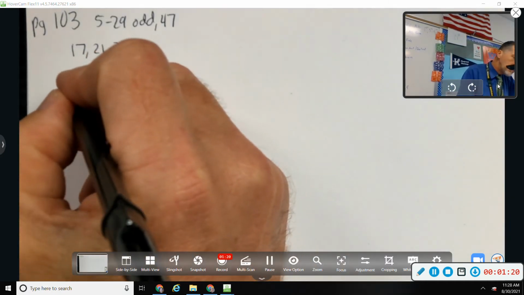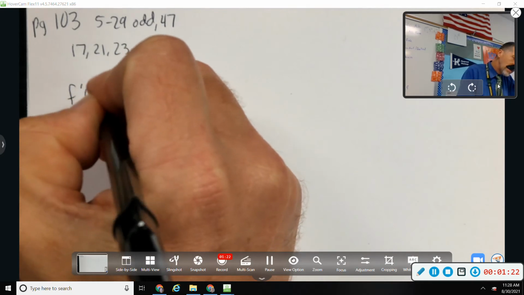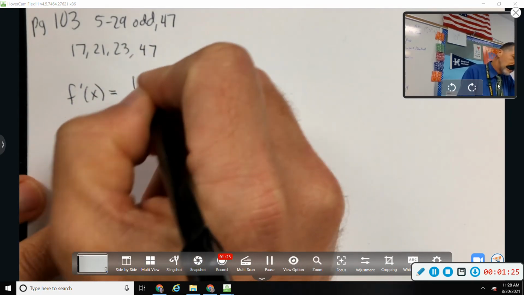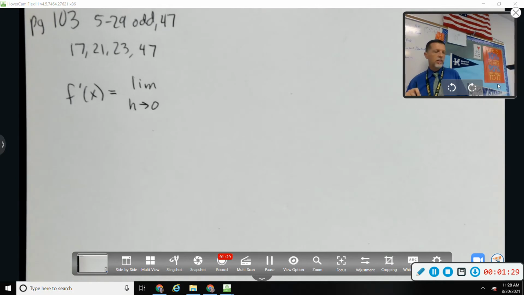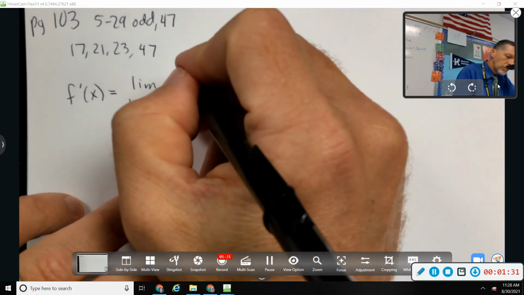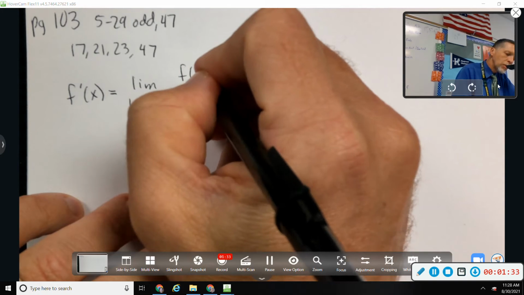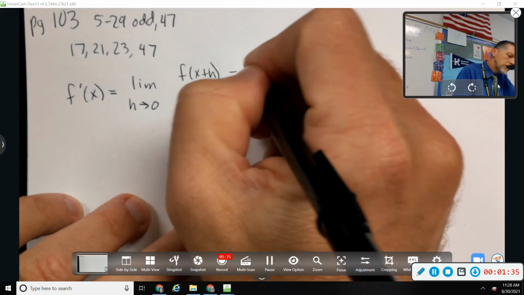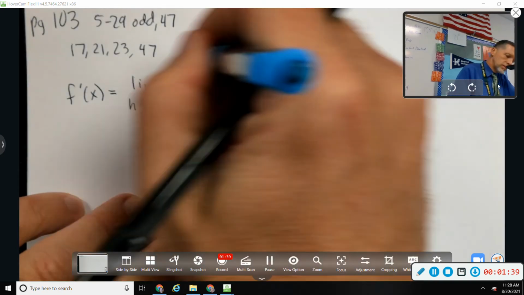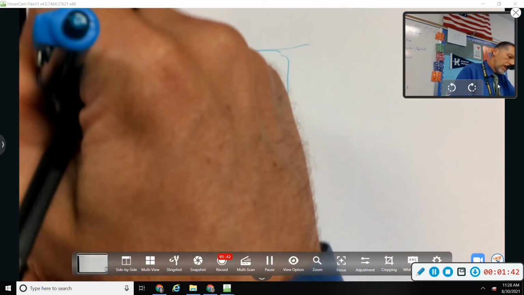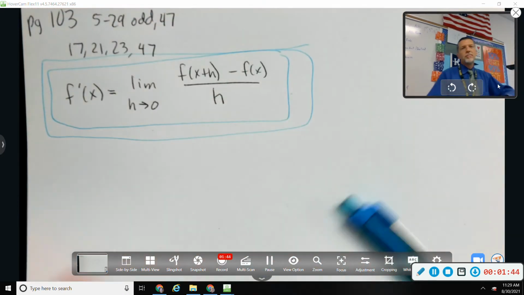All right, the big deal from Friday is the definition of a derivative. So it's going to be like one line of notes, and then we'll do some example problems. Definition of a derivative. Got to know it, period.